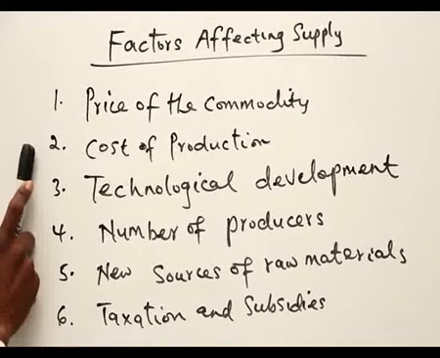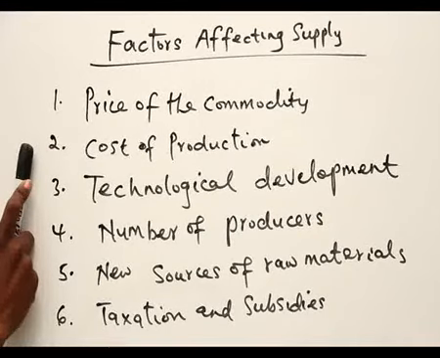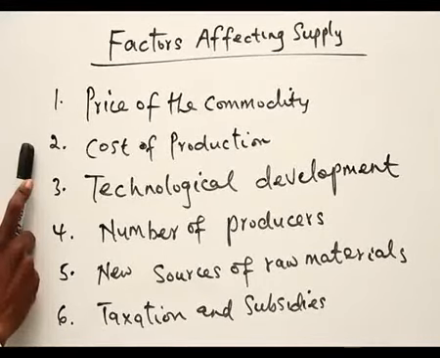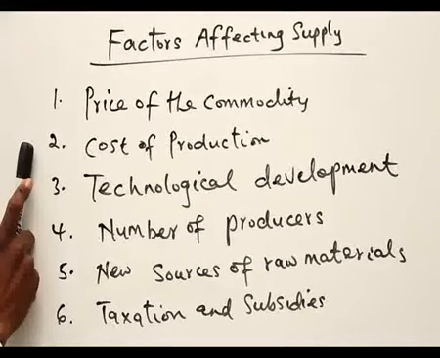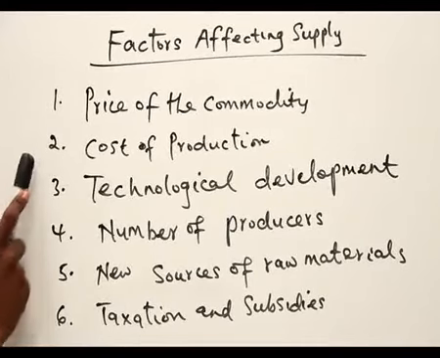But if a producer is able to have a decrease in the cost of production, then there will be a decrease in cost per output. So in that case, more of the product will be taken to the market as a result of the decrease in the cost of production, leading to an increase in production, which in turn leads to an increase in supply.